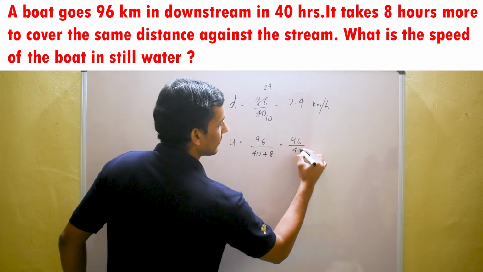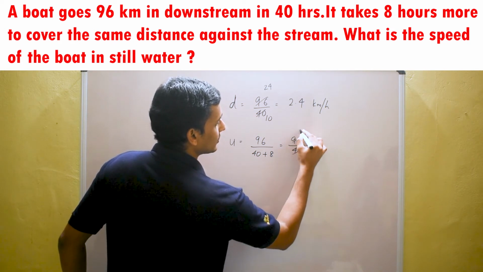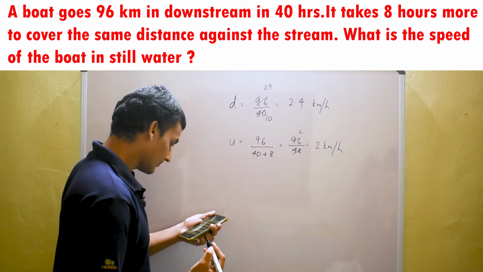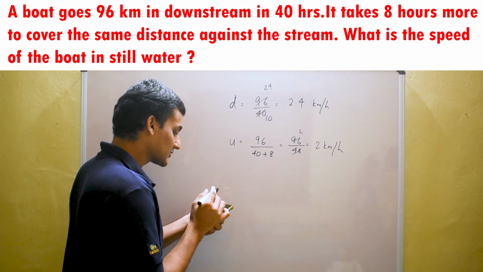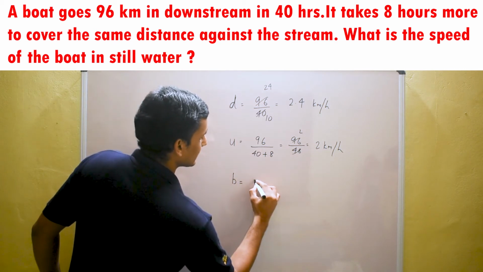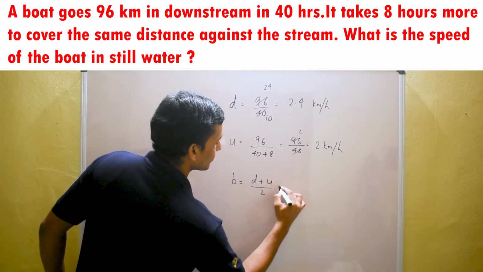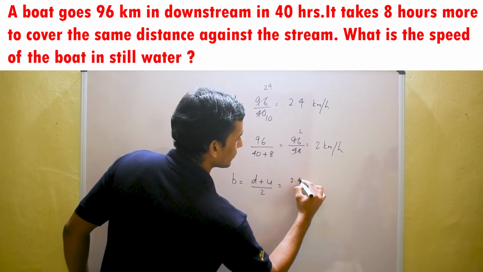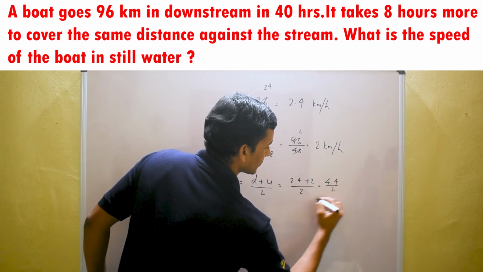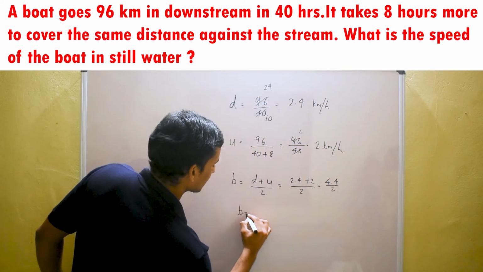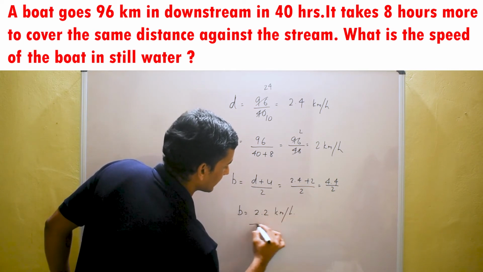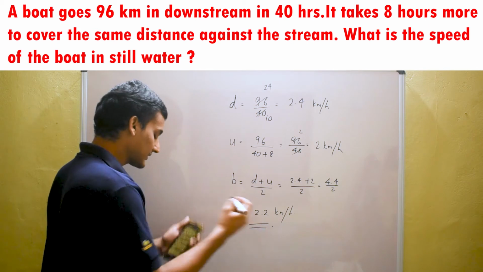96 divided by 48 is 2, times 2 kilometer per hour. The question is, what is the speed of the boat in still water? Speed of the boat is equal to (D plus U) by 2. 2.4 plus 2 by 2, 4.4 by 2. Your answer will be B is equal to 2.2 kilometer per hour. Let's go for the next question.